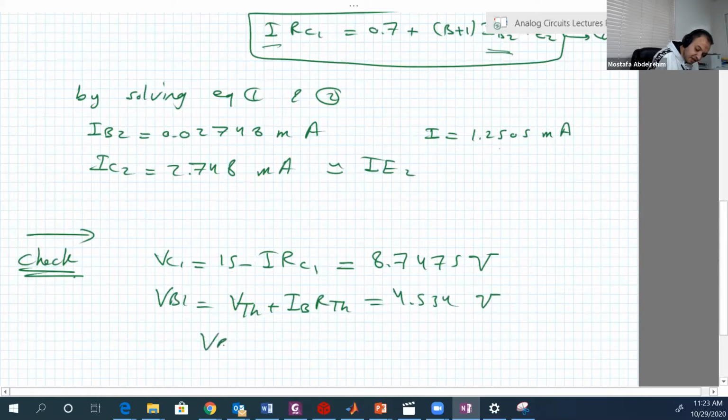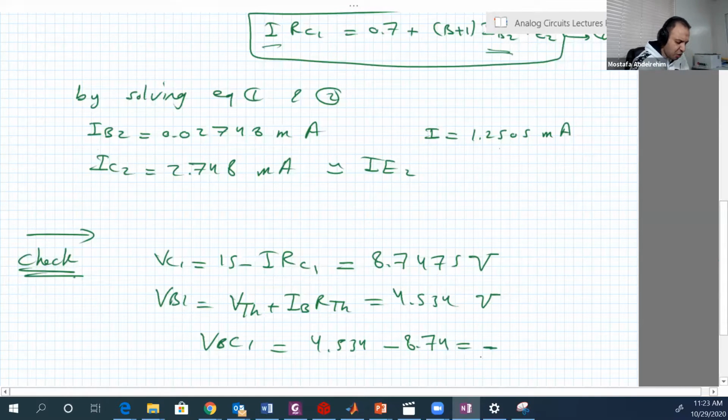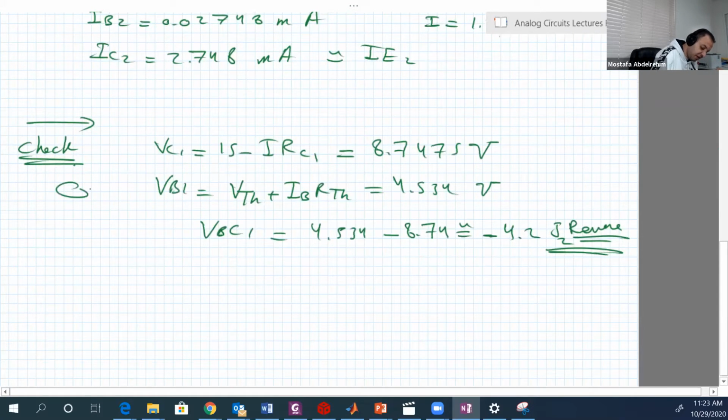So VBC1, which should be less than 0.4, is equal to 4.534 minus 8.74. This is actually minus something. Minus how much? I think approximately 4.2. So it's minus. That's fine, so J2 is really reverse biased. So the assumption for Q1 is correct. This is Q1. Now Q2.